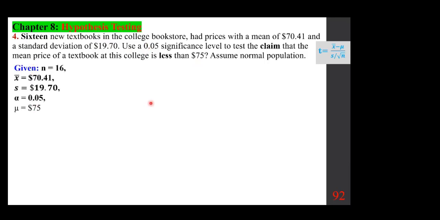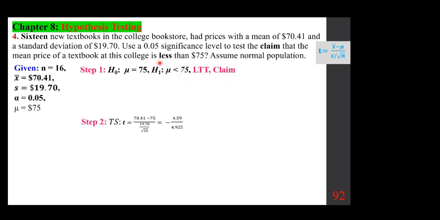In the real world, we are almost always dealing with a case like this such that sigma is missing. So having said that, H0: mu is 75, H1: mu is less than 75, which makes it a left-tail test. And that's a claim simply because it says less than. That's what we are checking.